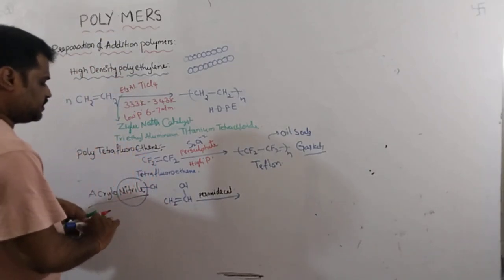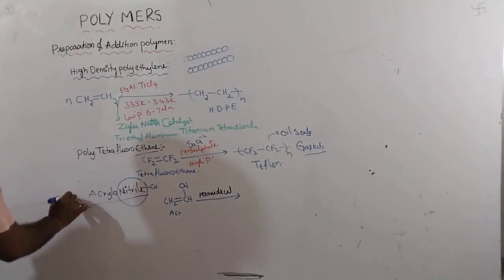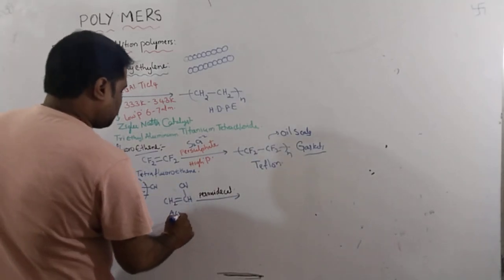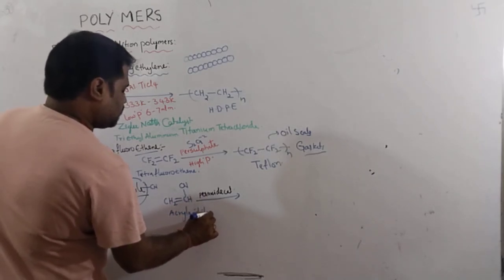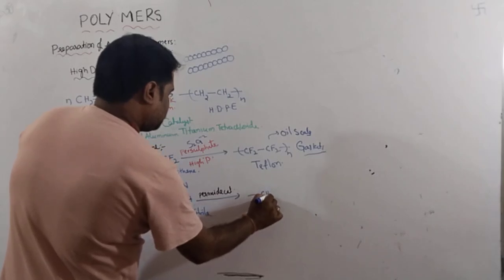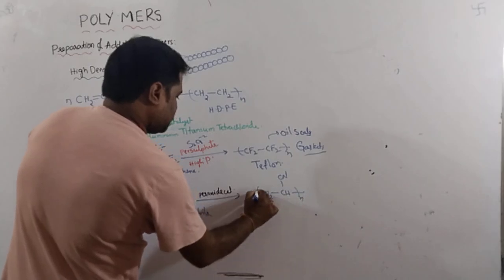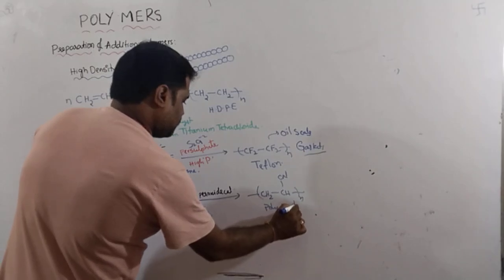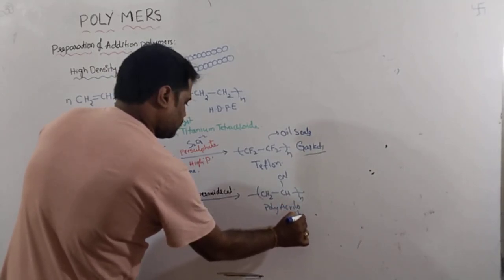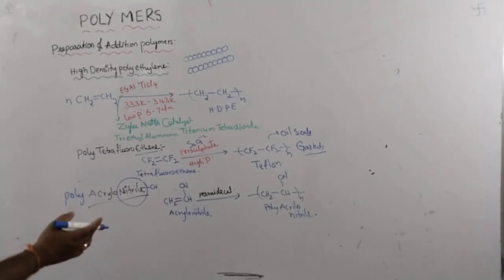This is acrylonitrile, and this is polyacrylonitrile. So the mention is very important. The preparation of polyacrylonitrile from acrylonitrile: the formation of the poly means CH2 single bond CH CN taken twice, n. This is polyacrylonitrile. It's majorly used for fibres like Orlon or acrylene. This is polyacrylonitrile.